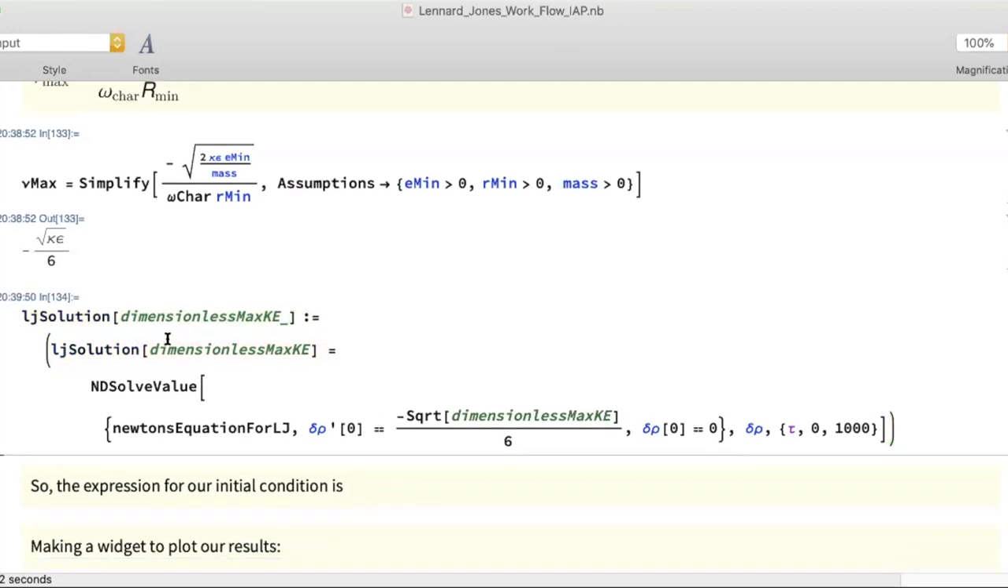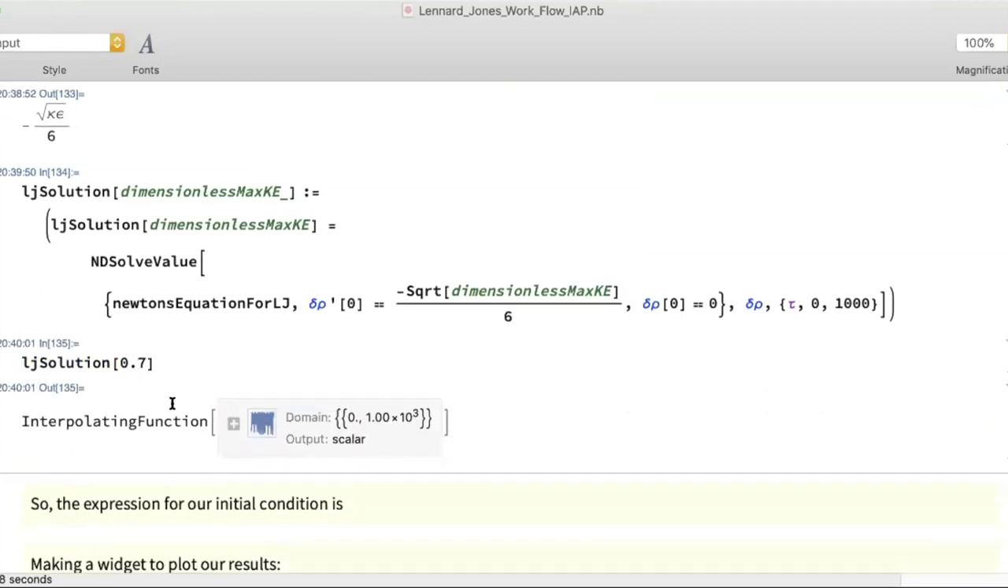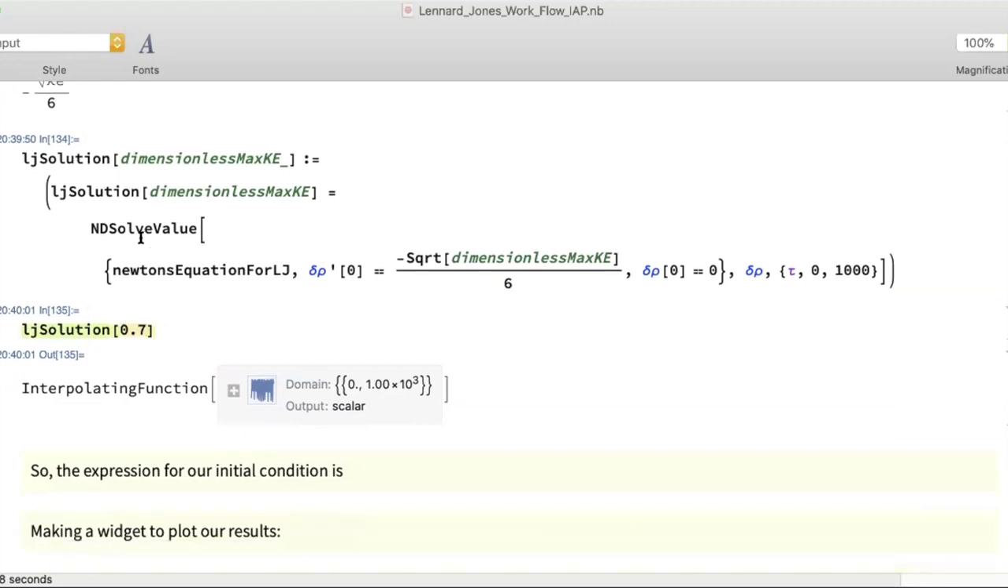So I have my function, right? So how does one use this? I can just do LJ solution 0.7, and it comes back with my interpolating solution. And then the next time I would want to evaluate this for the same quantity, it doesn't need to go do the work of finding a numerical solution here. The work here isn't too onerous, but here it's not a bad idea to exchange memory for time.